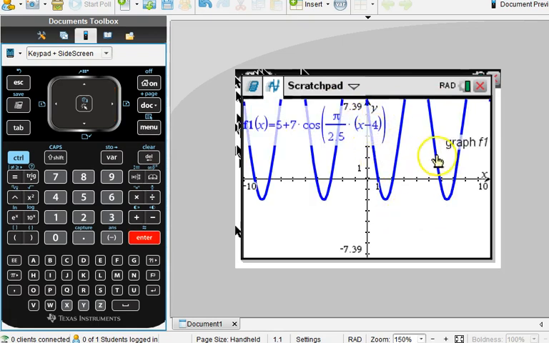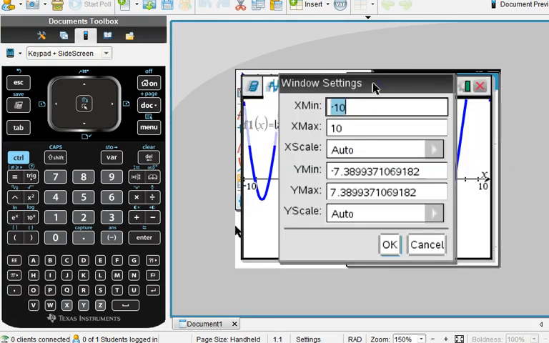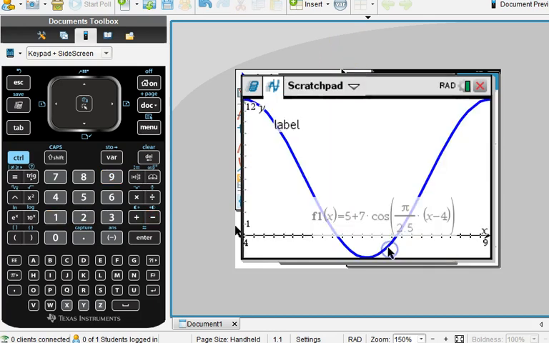Now I don't want to see this view. I would like to see the view of what I drew on my paper. So I'm going to go to Menu, Window Zoom, and Window Settings, and I'm going to change the window settings to match my beginning and ending points in the x direction, which are 4 and 9, and then my low and high in the y direction, -2 and 12. Push OK. Notice what I have here is one complete cosine cycle.